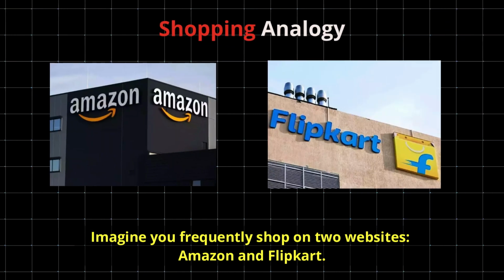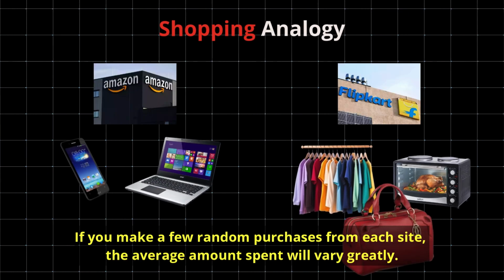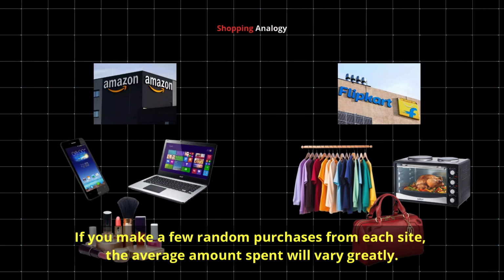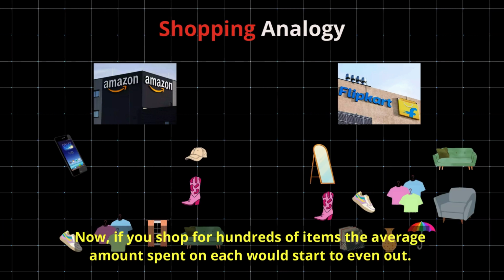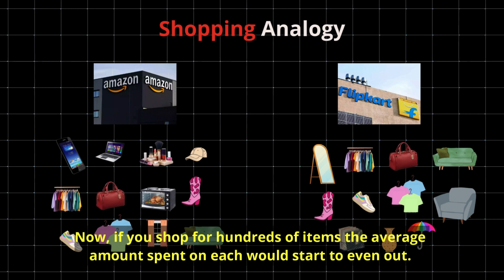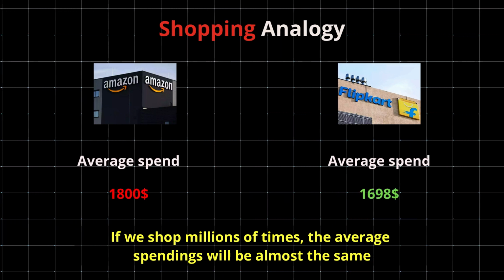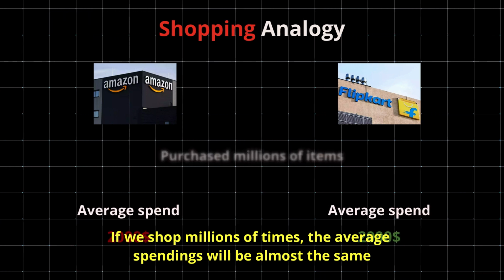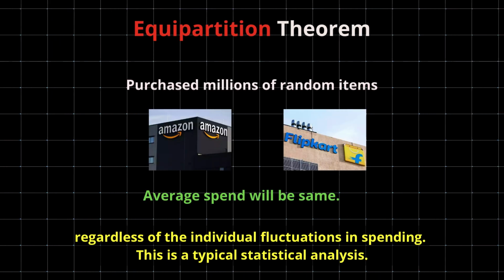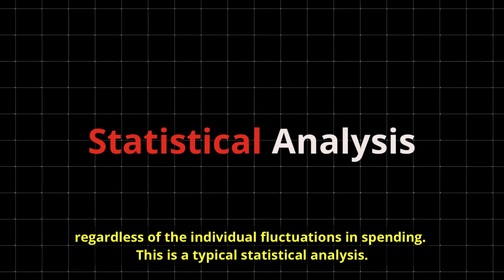Imagine you frequently shop on 2 websites, Amazon and Flipkart. If you make a few random purchases from each site, the average amount spent will vary greatly. Now if you shop for hundreds of items, the average amount spent on each would start to even out. If we shop millions of times, the average spending will be almost the same, regardless of the individual fluctuations in spending. This is a typical statistical analysis.